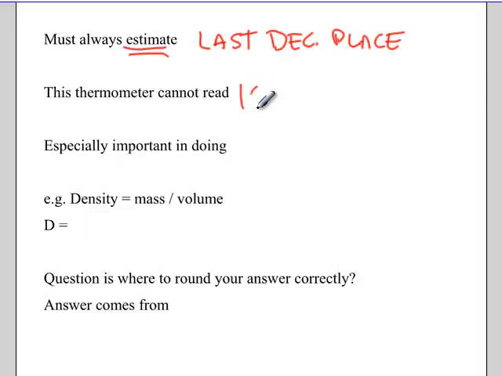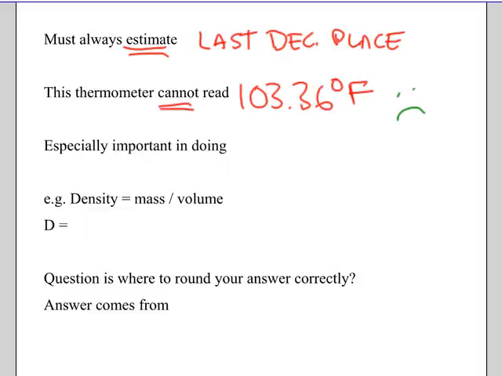If someone wrote 103.36 degrees Fahrenheit, that cannot be read from this particular thermometer. You would need a thermometer that's marked to the 10th place in order to get an estimate to the 100th place. So this would be an incorrect reading. And the numbers that you write down for your readings are very important when you're doing calculations.